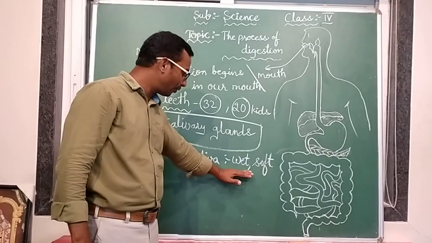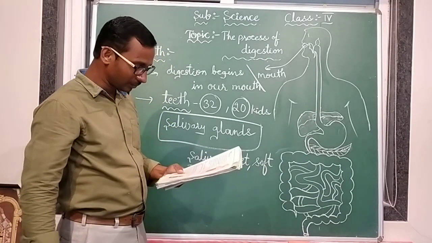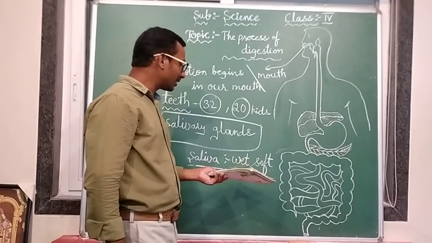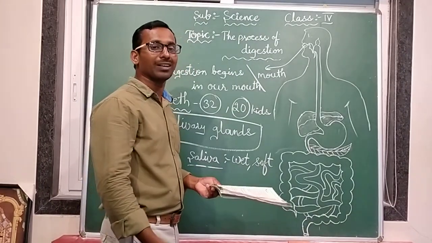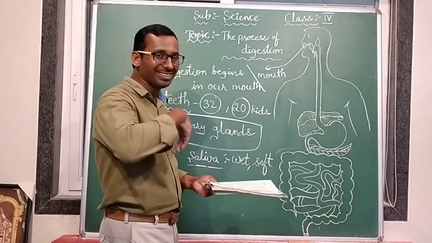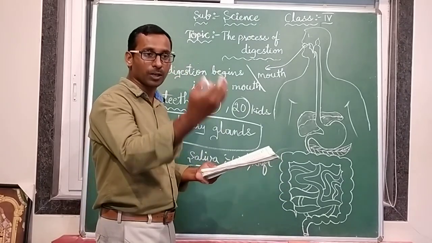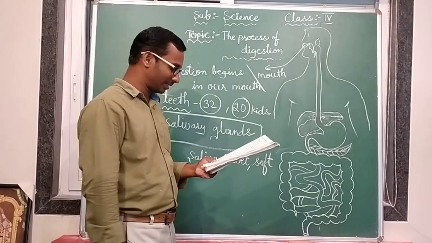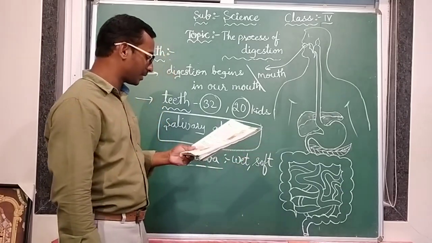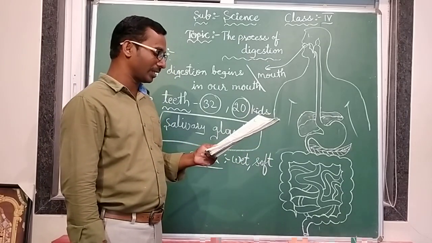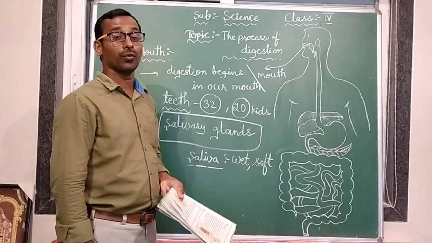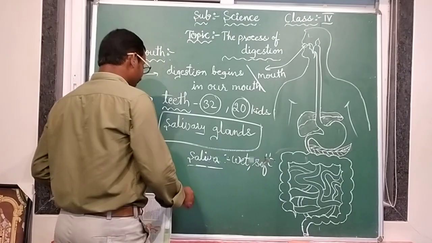If the food is made wet and soft, what will happen? The food that we chew and eat goes easily inside, and we can swallow easily. Clear? Yes. And the tongue helps in tasting and in what else in the mouth?